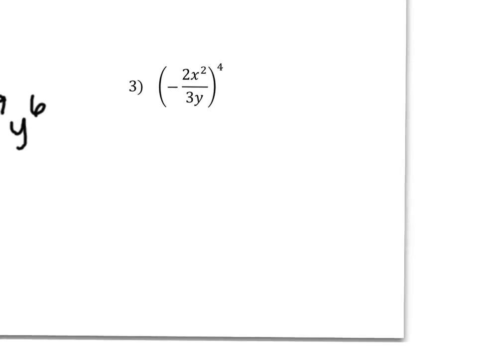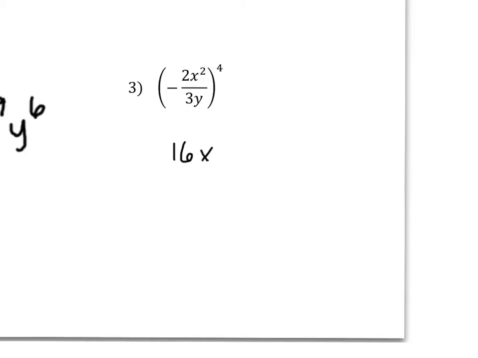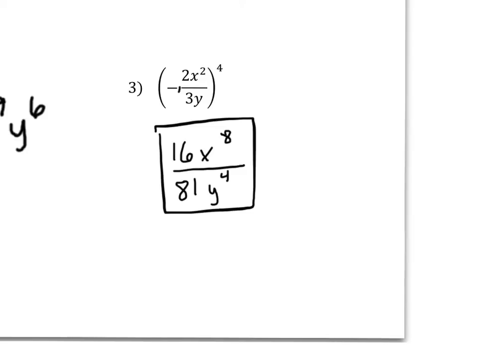Looking at problem 3 here, negative 2x squared over 3y to the 4th power. Again, we're going to have to take everything to the 4th power. So 2 to the 4th power, 2 times 2 is 4, times another 2 is 8, times another 2 is 16. So 16. X squared to the 4th power is going to be x to the 8th. 3 to the 4th power is 81. And y to the 4th power is just y to the 4th power. And if we have a negative 1 to the 4th power, that's going to end up being positive. And so my negative sign goes away.